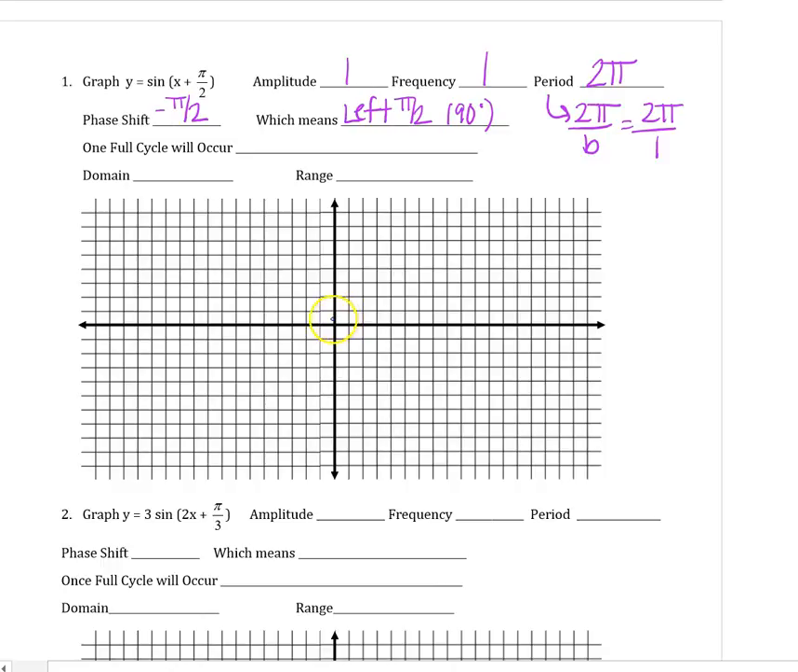Now when we set up our axes below, technically each box is going to be worth 30 degrees, or pi over 6 units. So every 3 is pi over 2, or 90 degrees. So technically when we're shifting left pi over 2, we're actually shifting left 3 boxes, if you want to write that down, based on how we set up our axes. Okay? So let's graph this, and then we'll get back to the whole 1 full cycle will occur and domain and range. So setting up our axes, every 3 boxes is pi over 2.